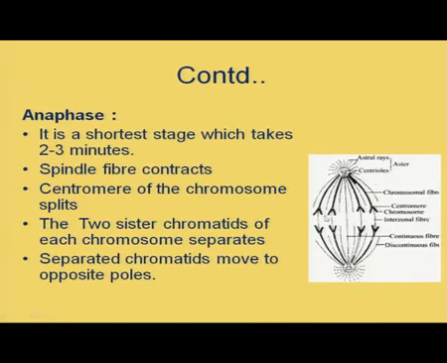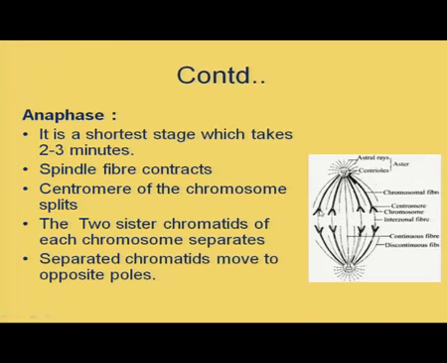Now, coming to the anaphase stage. Here you can see the anaphase stage diagram. It is the shortest stage, which takes 2 to 3 minutes. The spindle fiber will contract. Now, what happens when the spindle fiber contracts? The centromere of each chromosome will divide. The centromere of each chromosome will split, and each chromatid will move to opposite poles.